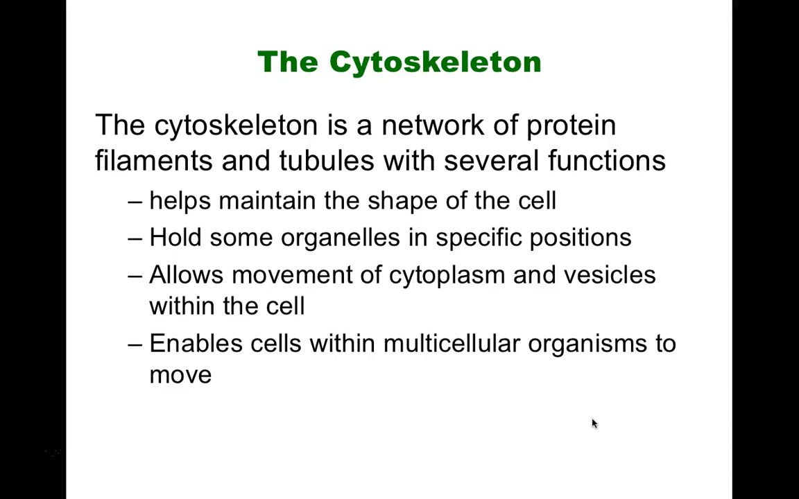The network of cytoskeleton is formed of filaments and tubules. A filament is like a piece of string. A tubule, as the word implies, is a tube, like a garden hose, so it's hollow in the center. In addition to helping the cell maintain its shape, we're going to find that many organelles are positioned or attached or located along the cytoskeleton.